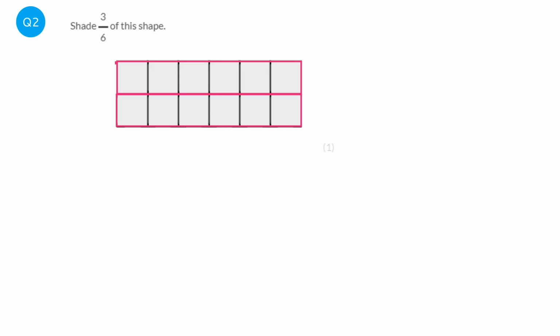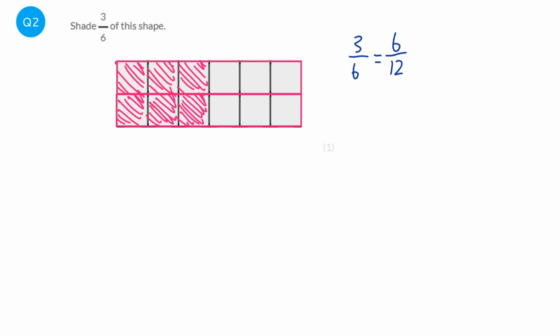If I split this shape into two sets of 6 blocks, when we're asked to shade in 3/6, for each set of blocks, I'm going to shade in 3 of the 6. So that's 3 for the first set, and 3 for the second set. And that's our answer. Now you might notice that 3 over 6 is the same as a half, because we can divide by 3, and so all I need to do is shade in a half. Or you might convert 3 over 6 into 6 over 12, and there's 12 squares altogether, so it's 6 of the 12 squares. There's lots of ways of doing this question.